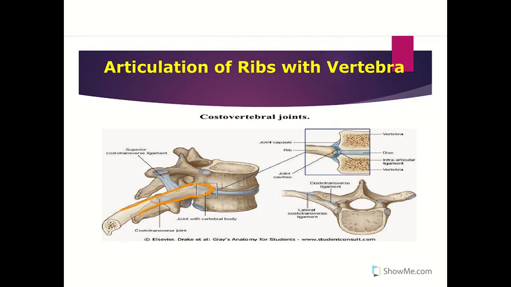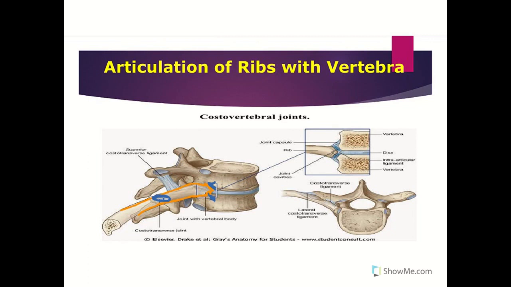So each rib has a superior and inferior demifacet on the head of the rib. The inferior demifacet is articulating with the corresponding vertebrae, and the superior demifacet is articulating with the above vertebrae. What about the tubercle of the rib? The tubercle of the rib is articulating between the tubercle of the rib and the numerically corresponding transverse process of the vertebrae.